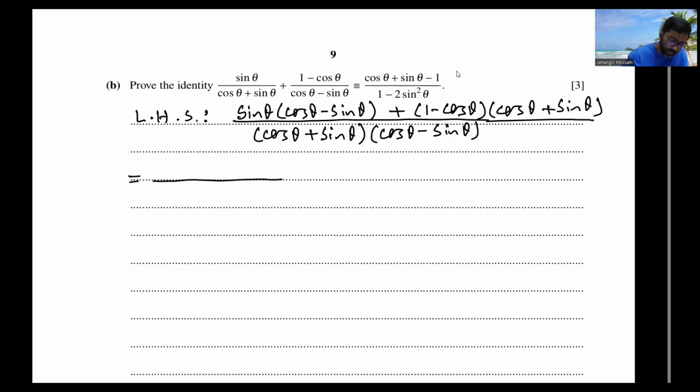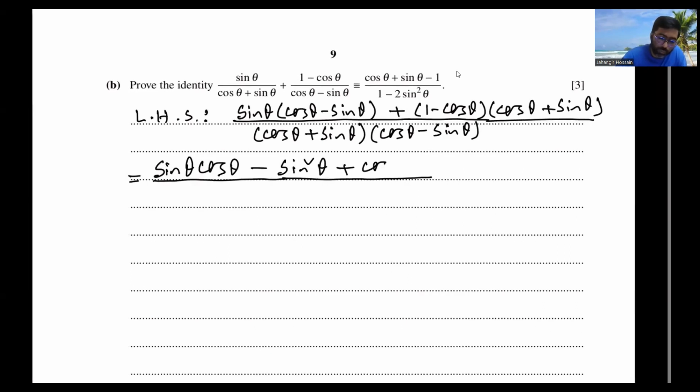Then we have to multiply. We will find sin theta into cos theta, sin theta cos theta, minus sin theta into sin theta, that's sin squared theta. And the second one we have cos theta plus sin theta minus cos squared theta minus sin theta cos theta. And the denominator we have cos theta plus sin theta into cos theta minus sin theta.